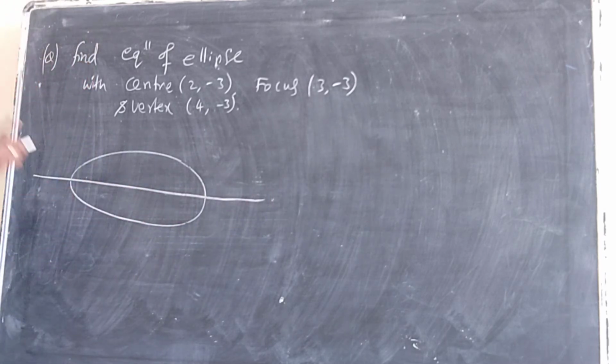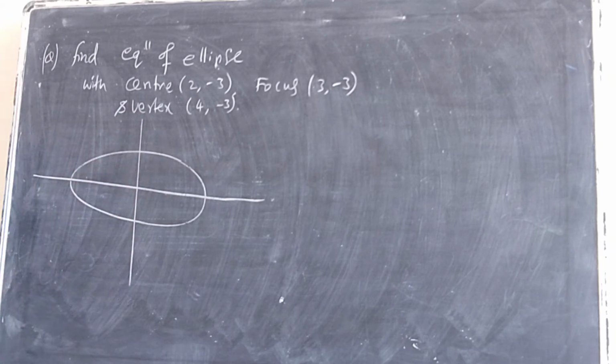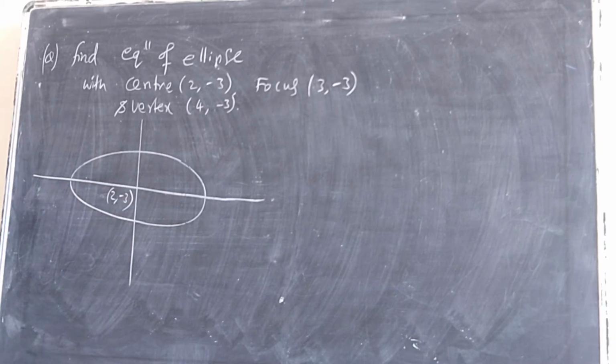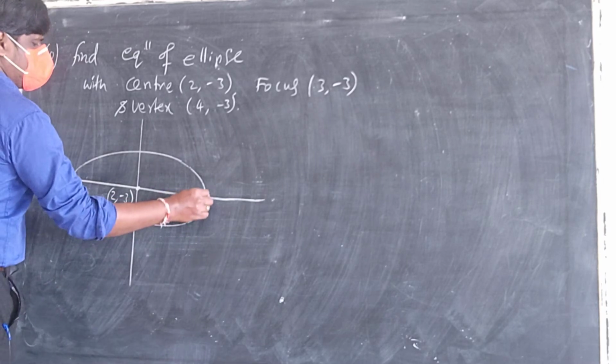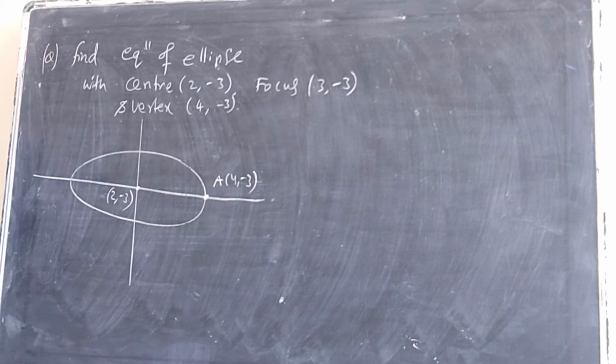Center they given. See actually if you go for the standard ellipse, for standard ellipse the center is origin. But it is not a standard ellipse. He is saying that the center is (2, -3). Center is given. The center is (2, -3). And the vertex is this corner. Vertex is given (4, -3).